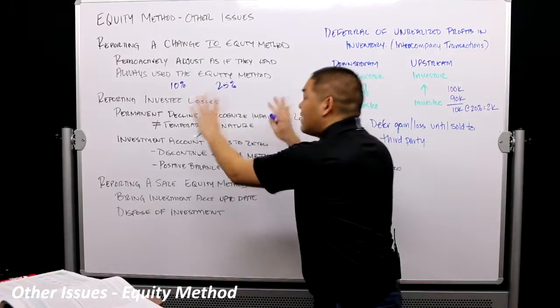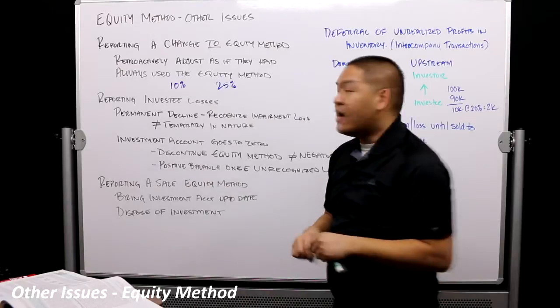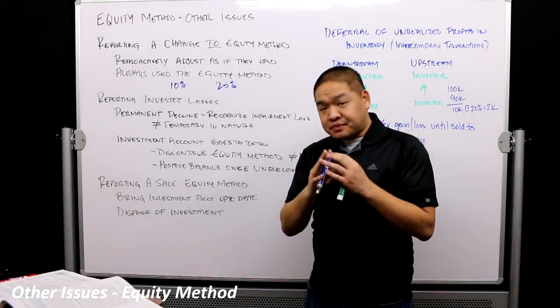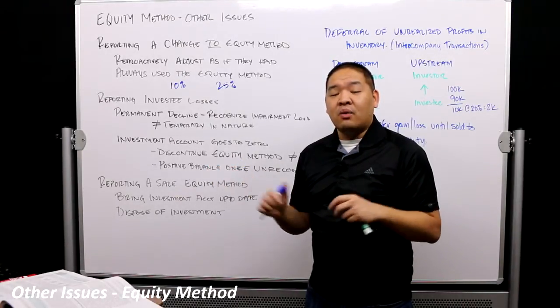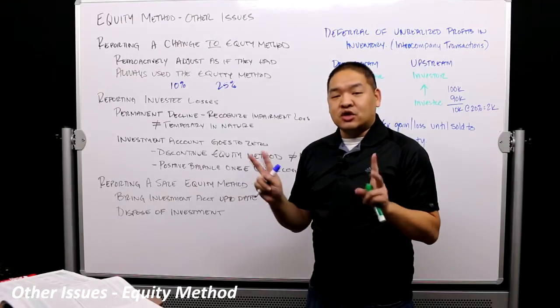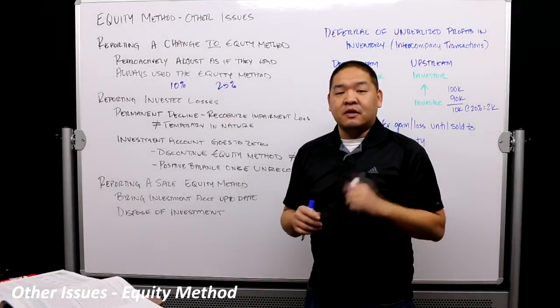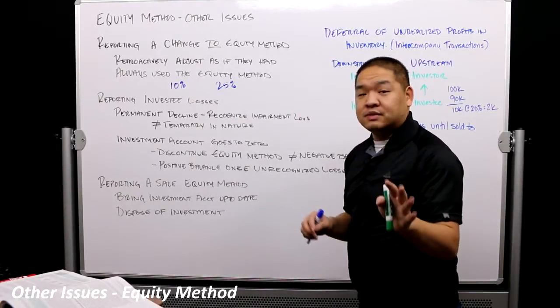We would still use the same percentages. It just means we'd have to go back and redo those entries so that we can bring it all the way up to date. And it looks like our financial statements look as if we always had used equity method. Now, whether or not you need to report this as a retroactive adjustment, that's going to be based on if you're a public or private entity, okay? And whether or not it's material.